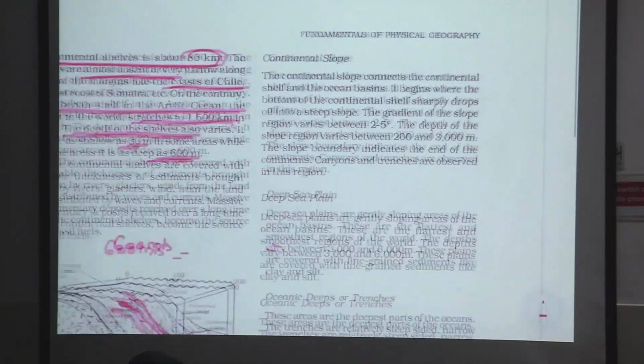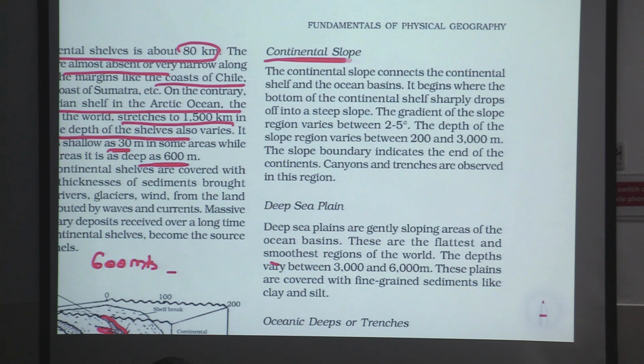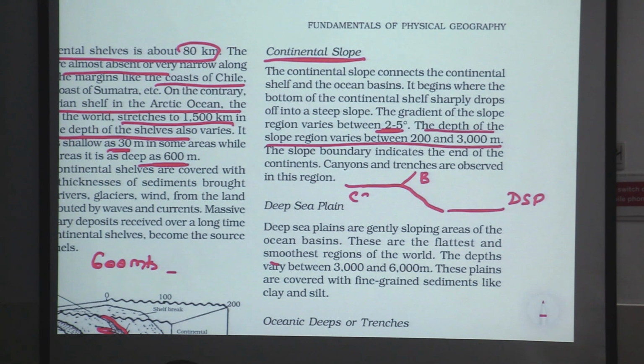Then comes continental slope as per our NCERT. Why is it called slope? Because it has got gradient. The depth of the slope varies between 200 to 3000 meters, has to be, because where do I place slope? Right here. If this is my shelf break and this is my deep sea plain, this is my continental shelf, then I'll be having this part as slope. This is my break. So it has to extend from 200 meters to 3000 meters.